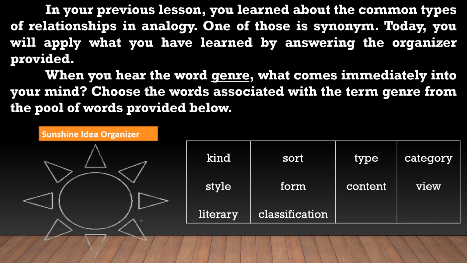So in your previous lesson, you learned about the common types of relationships in analogy. One of those is synonym. Today, you will apply what you have learned by answering the organizer provided. So, when you hear the word genre, what comes immediately into your mind? Choose the words associated with the term genre from the pool of words provided below. So this organizer is called Sunshine Idea Organizer. So here is your choices: kind, style, literary, sort, form, classification, type, content, category, and view.